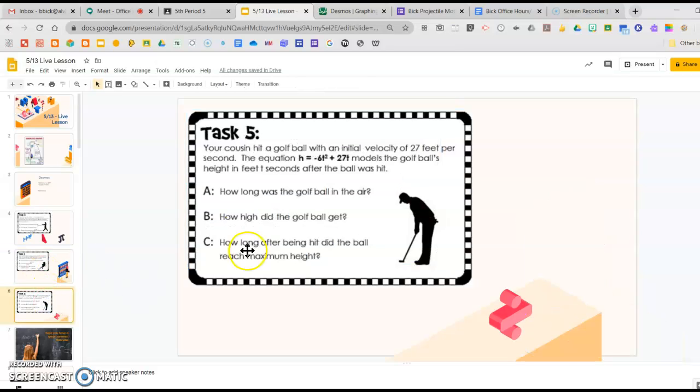Awesome. And then the last example on the Google form is: your cousin hit a golf ball with an initial velocity of 27 feet per second. The equation h equals negative 6x squared plus 27x models the golf ball's height in feet t seconds after the ball was hit. I already changed my t to x because it's just habit. They're asking how long was the golf ball in the air, how high did the golf ball get, and how long after being hit did the ball reach maximum height. So basically the same three questions.